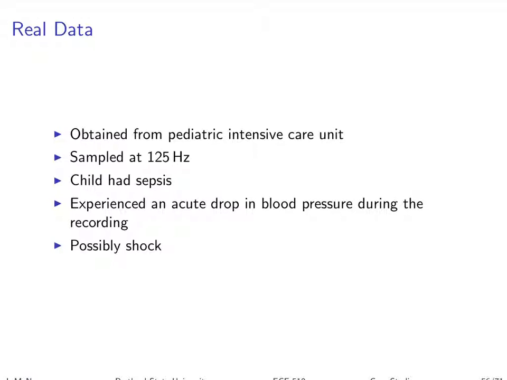Okay, and then finally, real data. This is from a kid who had sepsis at OHSU, and the sample rate was 125 hertz. You'll see in a minute in the signal there was an acute drop in the blood pressure partway through. The poor kid probably was going into shock at that point, which is bad.